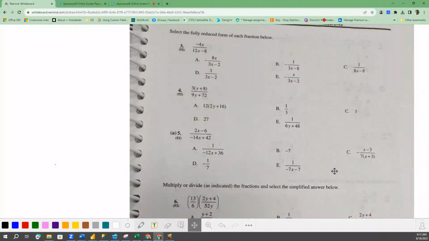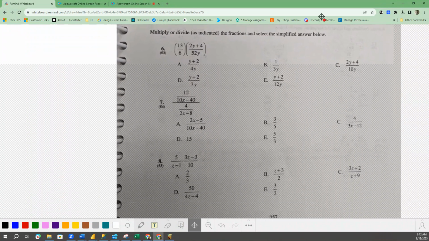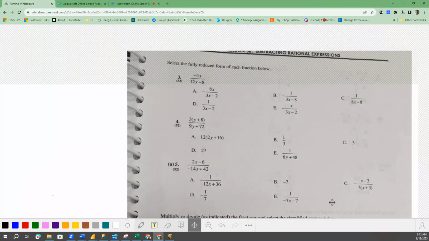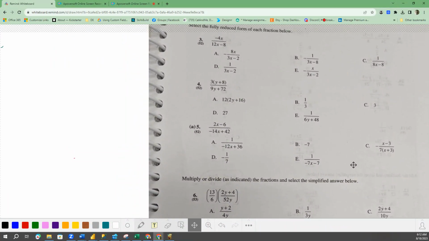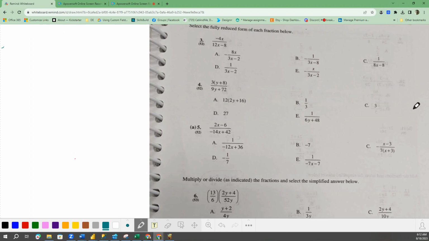Okay, so we are now on question number 3. It says here, reduce, and just like question letter A earlier, you only have one fraction, right? So if you only have one fraction, what do you do? You really just need to factor them both and see if there's something that will cancel out, right? So you have negative 4x over 12x minus 8.